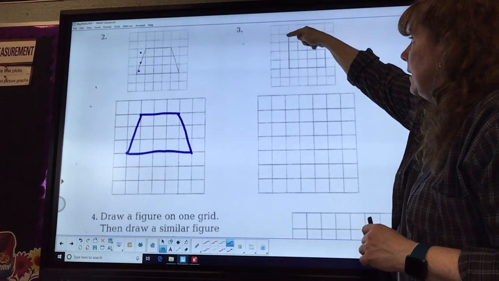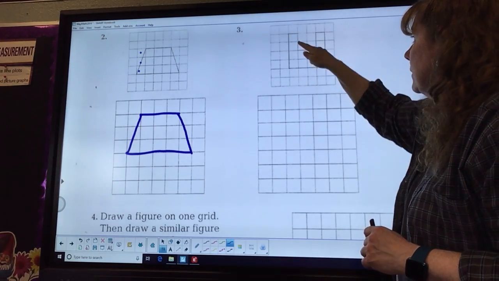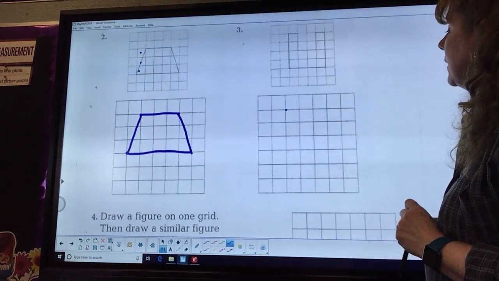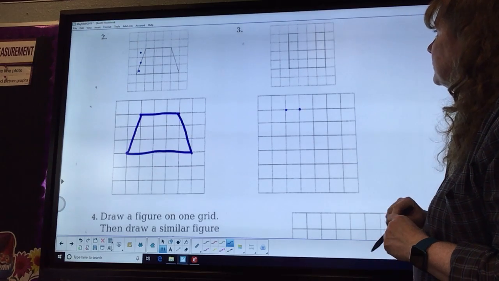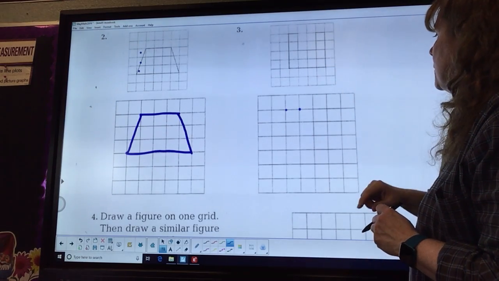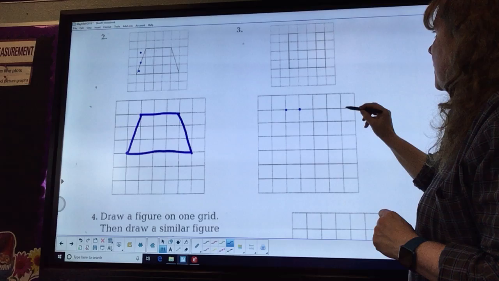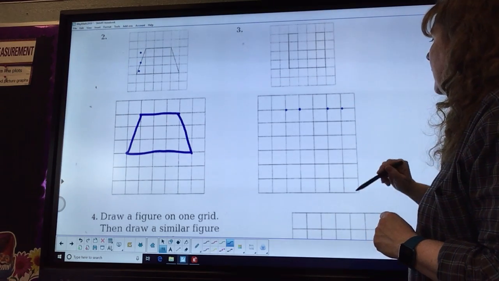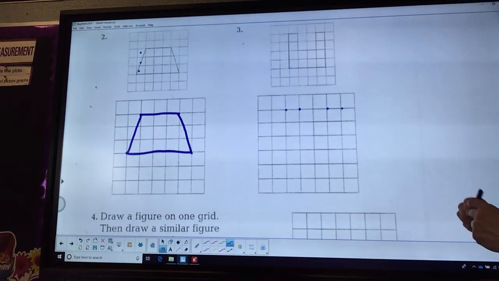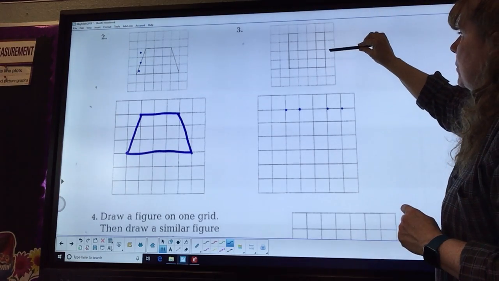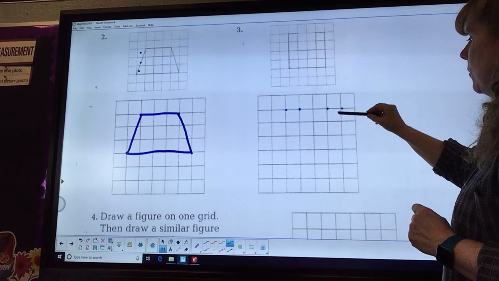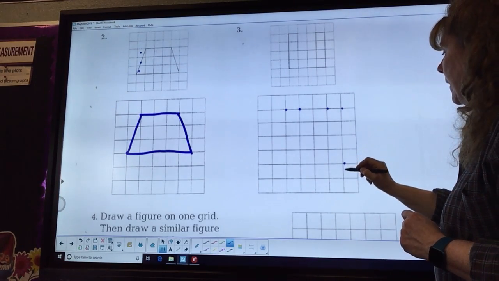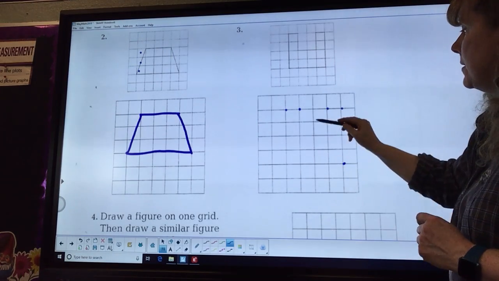So go ahead. You've got 2 sides over. I'm 1 down, so I know I need to put a dot there and a dot there. And then I see I've got 2 spaces in between. So then I'm going to end up right here. So I'm going to put a dot there and a dot there. And then I notice I'm 1, 2, 3, 4 down. 1, 2, 3, 4. So I'm going to put my dot there. And the same on this side.